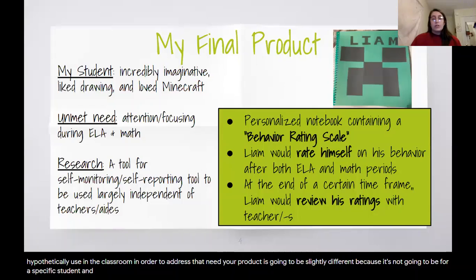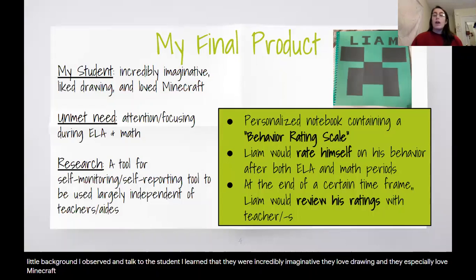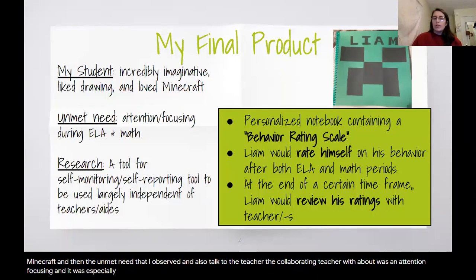And I put a little slide in terms of what my final product and my project actually ended up looking like. So to give you a little background, as I observed and talked to the student, I learned that they were incredibly imaginative, they loved drawing, and they especially loved Minecraft. And then the unmet need that I observed, and also talked about with the collaborating teacher, was attention and focusing, especially during ELA and math, which are core subjects for them.